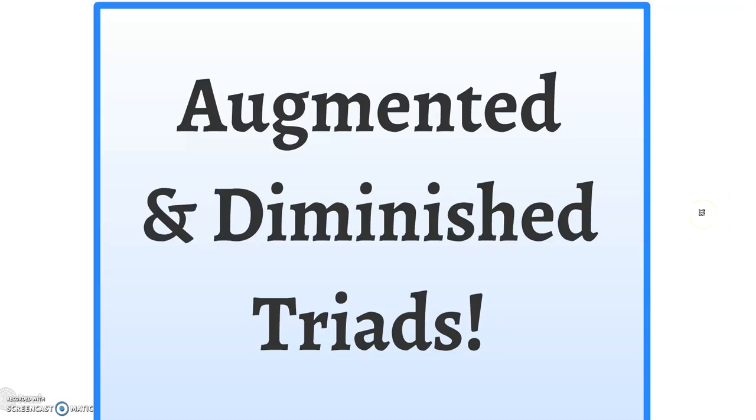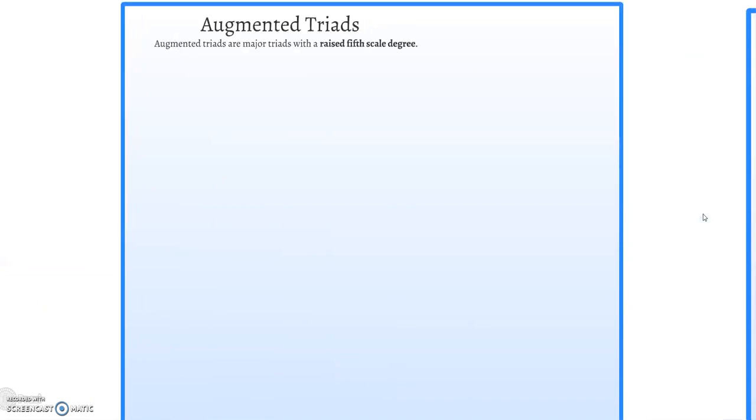Today we're going to be talking about augmented and diminished triads. We'll begin with augmented triad. So you can think of an augmented triad as a major triad with a raised fifth scale degree.